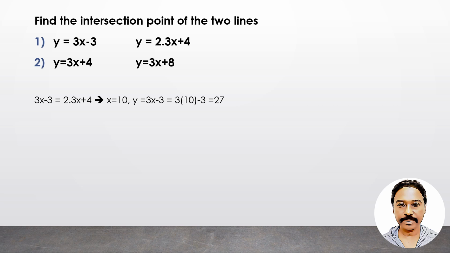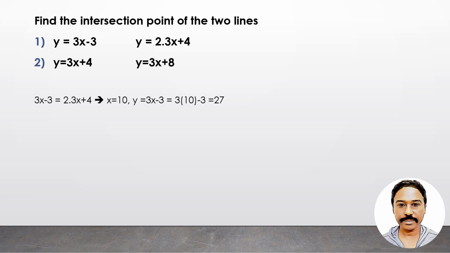Now, if we know x is equal to 10, we can plug it into this, for example. So y is equal to 3x, and instead of this x, we put the value 10. So y is equal to 3 times 10 minus 3 as per the equation, and you do the math, then you get y is equal to 27.